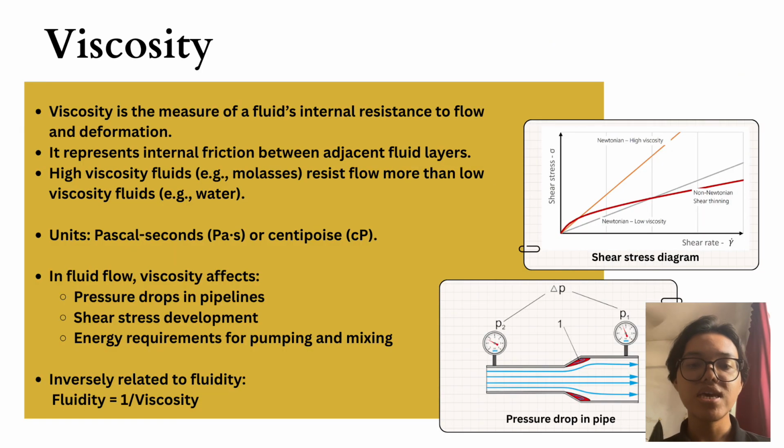Viscosity is the measure of a fluid's resistance to flow. It describes how much a fluid resists changing shape, or how neighboring layers of the fluid move relative to each other. It's often thought of as the friction of a fluid. For example, molasses has a much higher viscosity than water.